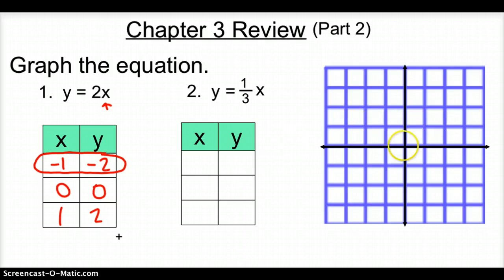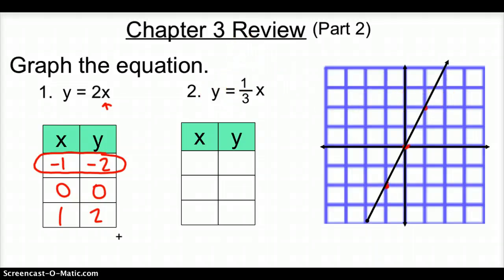So at -1, I go to the left 1, down 2, then I'm at 0, 0, and then I'm over 1, up 2, and I am going to attempt to draw a line through those dots. And here goes nothing, and there is my first line.